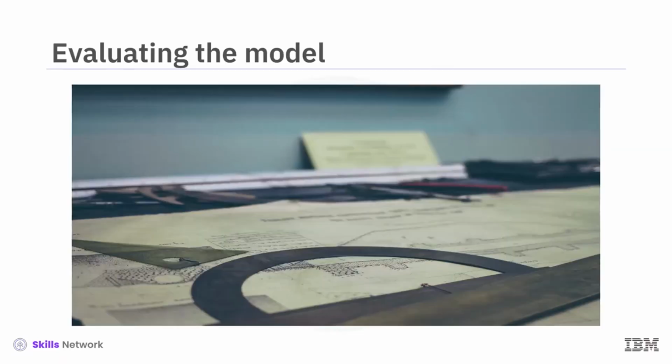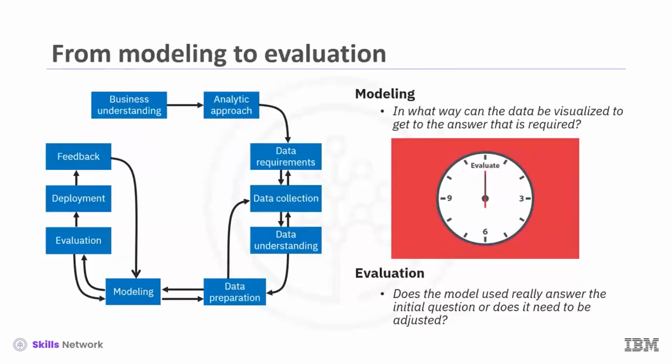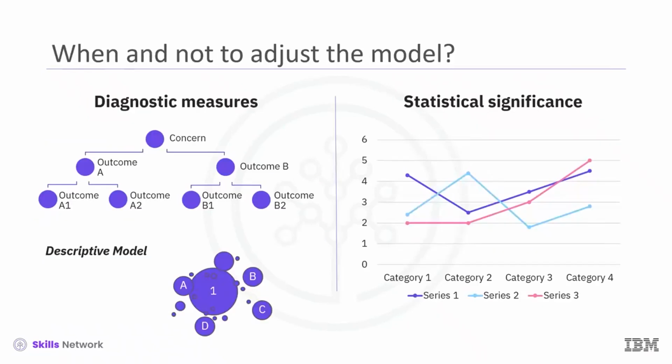A model evaluation goes hand in hand with model building. As such, the modeling and evaluation stages are done iteratively. Model evaluation is performed during model development and before the model is deployed. Evaluation allows the quality of the model to be assessed, but it's also an opportunity to see if it meets the initial request. Evaluation answers the question, does the model used really answer the initial question, or does it need to be adjusted?